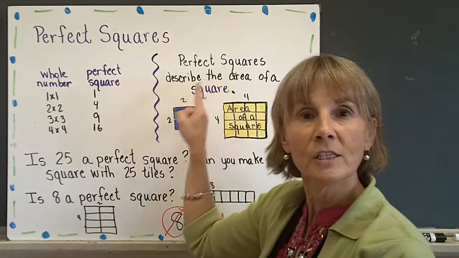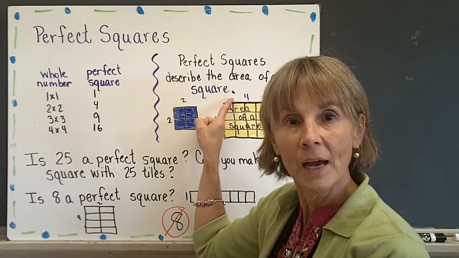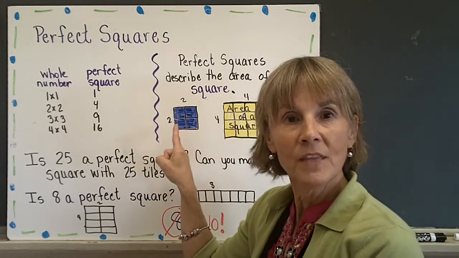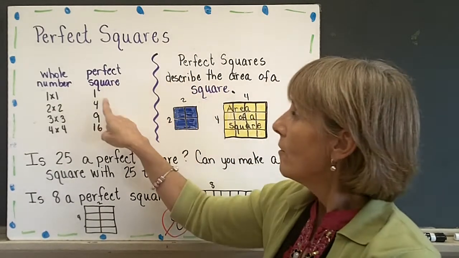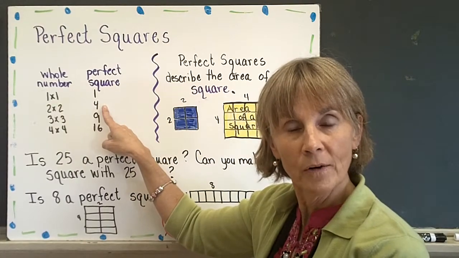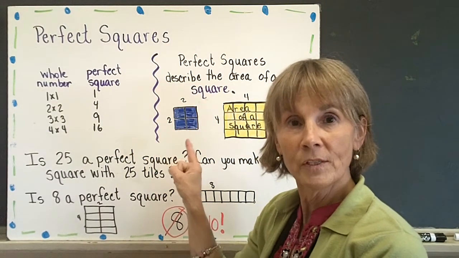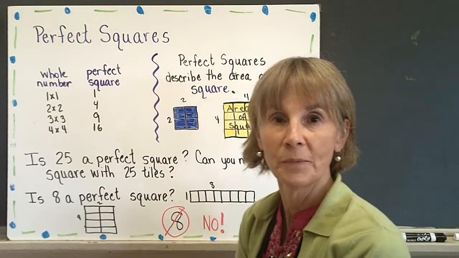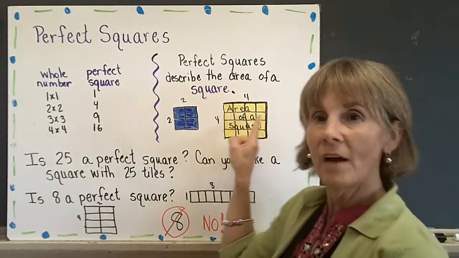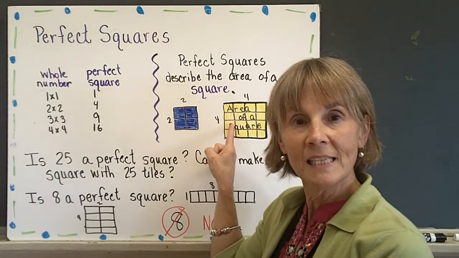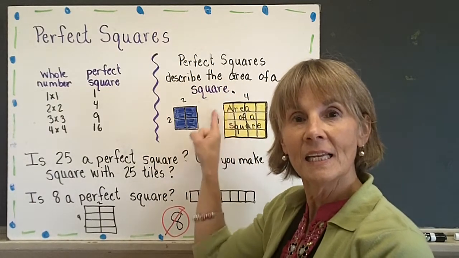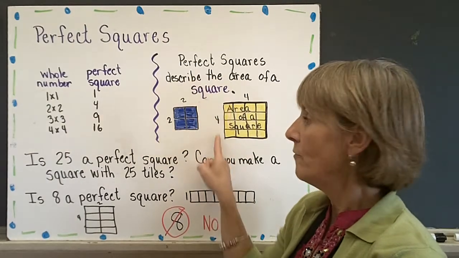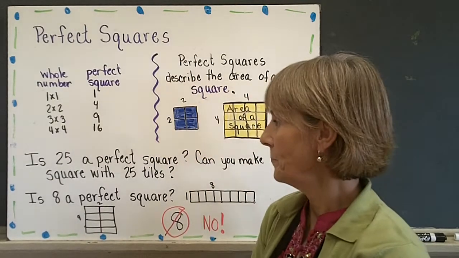Perfect squares describe the area of a square. The area of this square is 4. 4 is a perfect square. We can show it with a square that has dimensions of 2 by 2. The area of this square is 16. 16 is a perfect square. It has sides of 4 and 4, which makes it a perfect square.